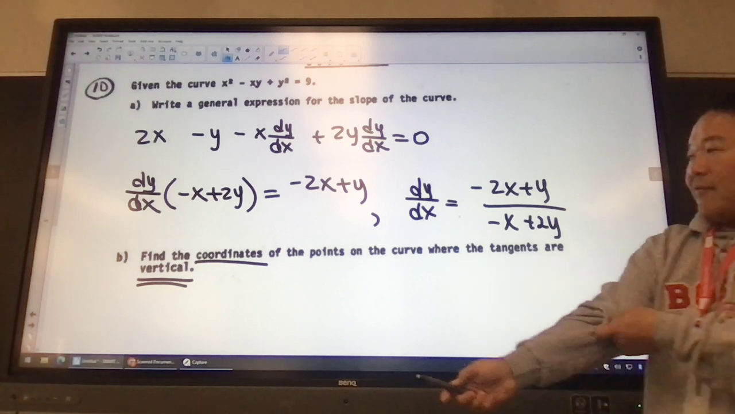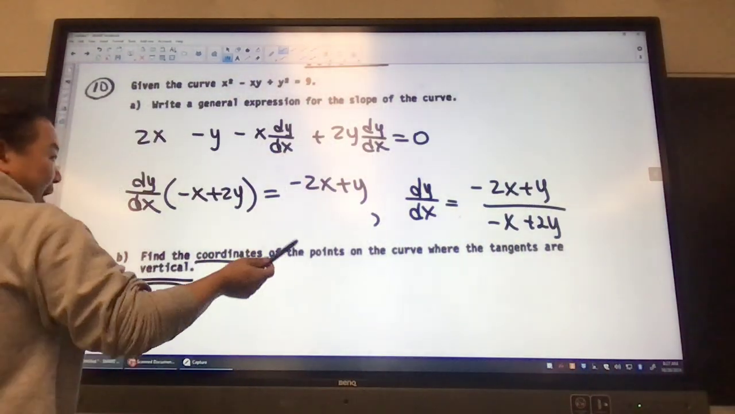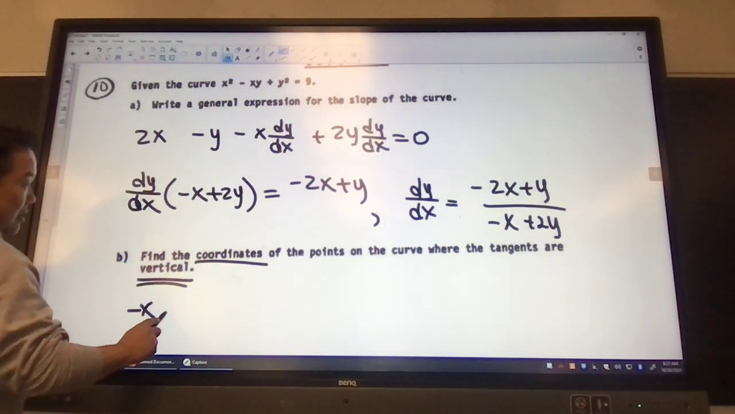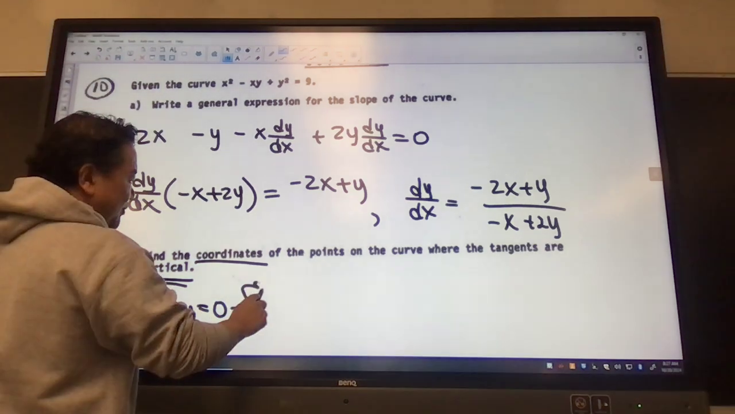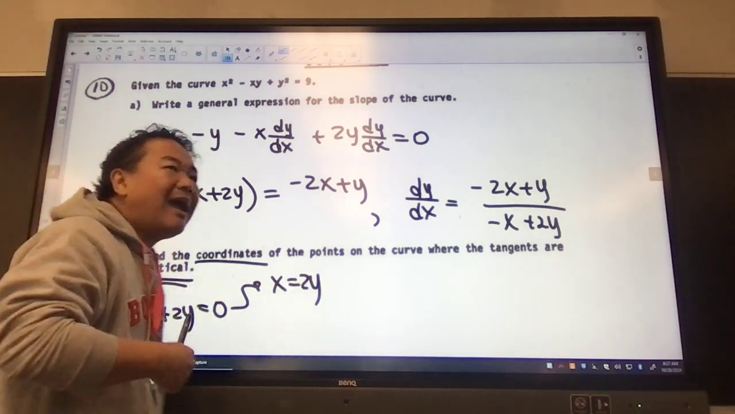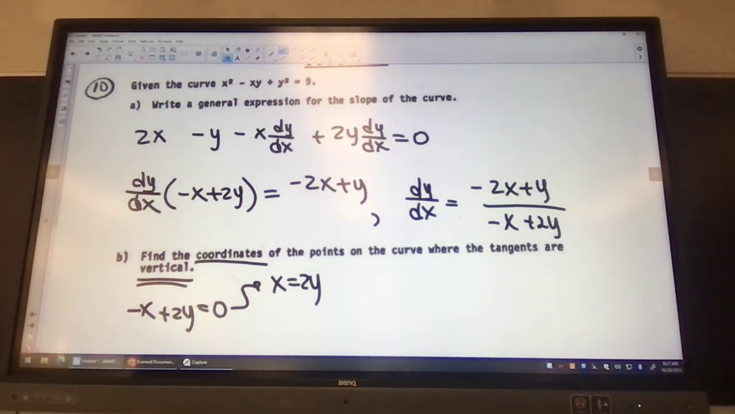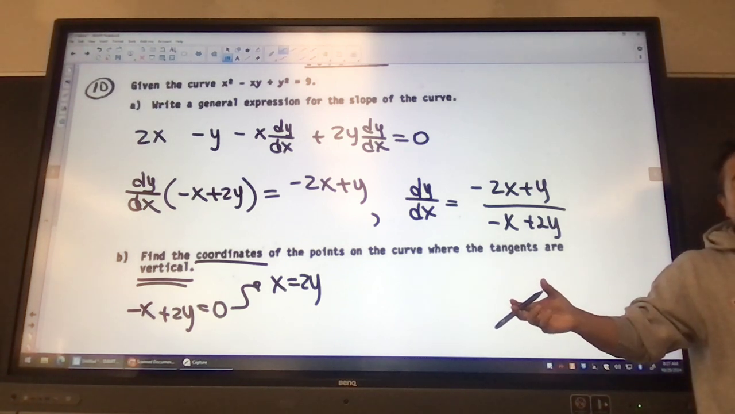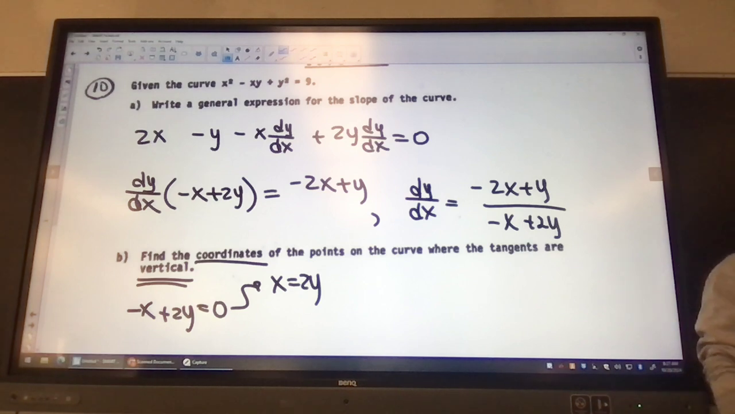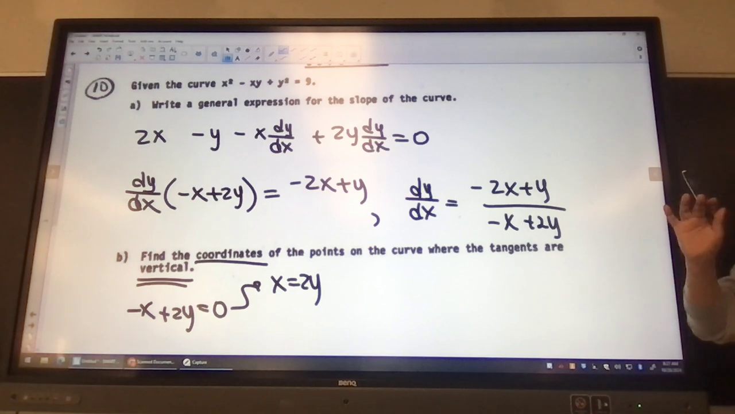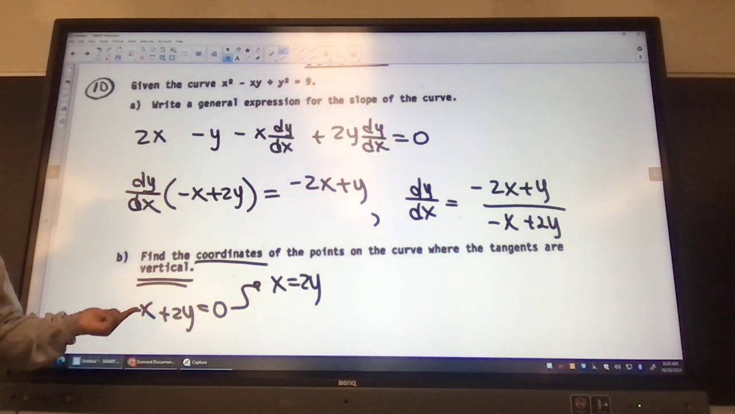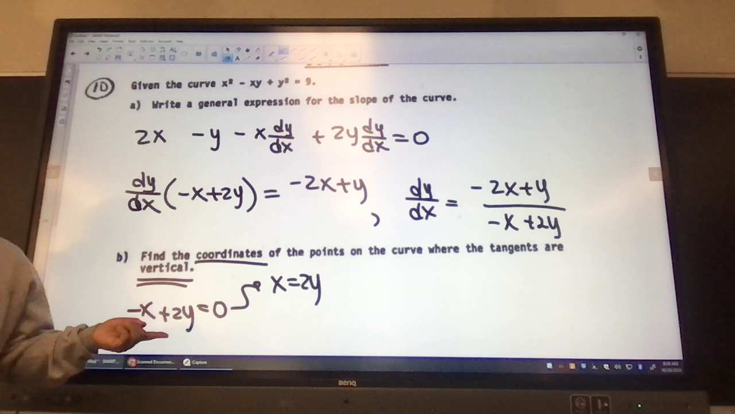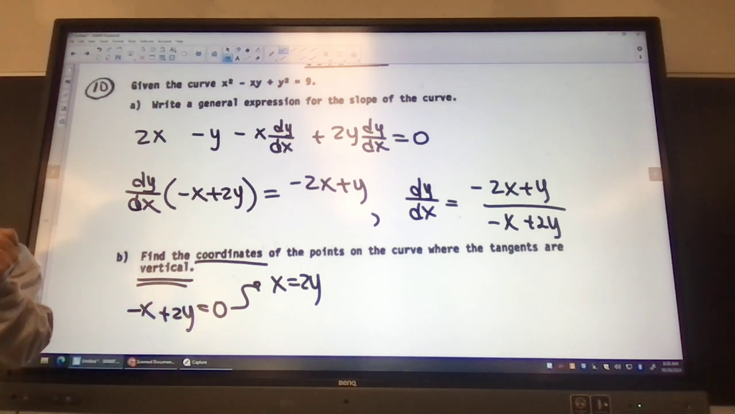Is that clear, guys? So the fact that I'm looking for a vertical tangent means setting negative x plus 2y equal to 0. So here what you end up getting is this. This implies that x equals 2y. They're looking for coordinates, meaning x value and y value. But that doesn't give me the x value and y value. Do you see what I'm saying, guys? They give me the relationship. Then how can I actually figure out the value of x and y? Any suggestions here, guys? Because I followed what the question was asking for, but I didn't find the coordinates. I only found the relationship between x and y.